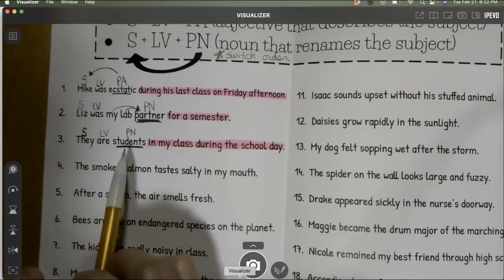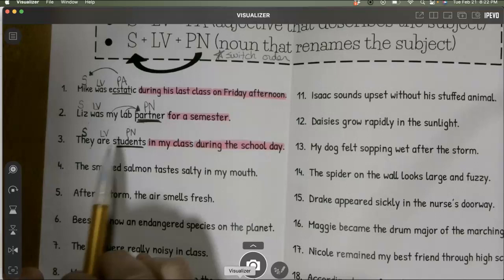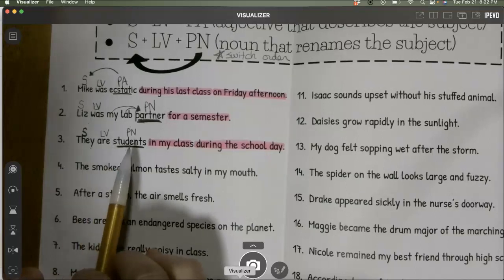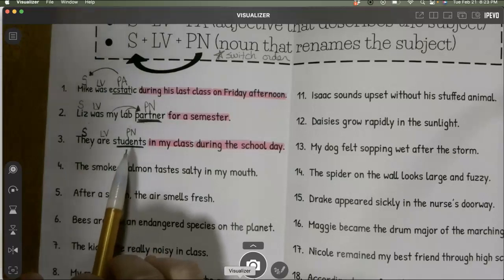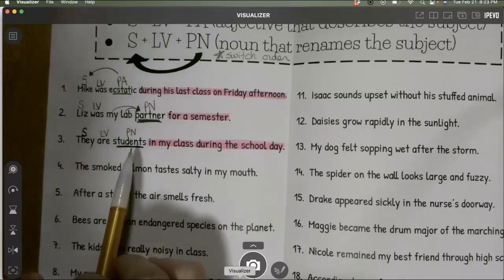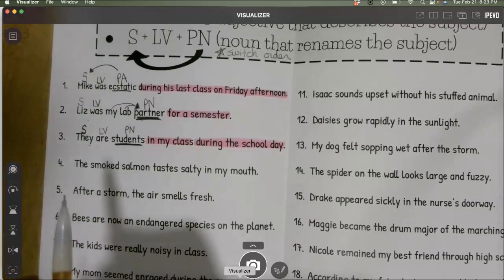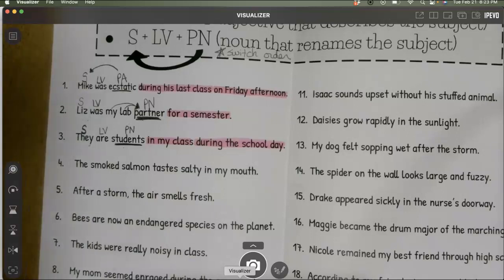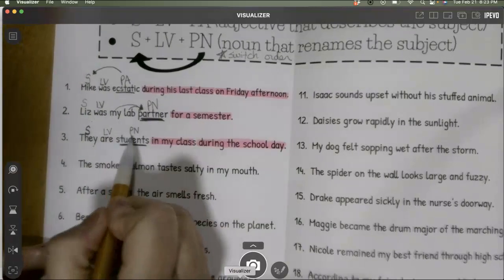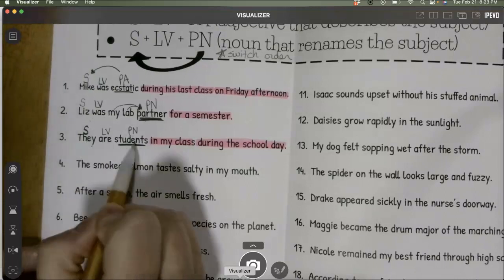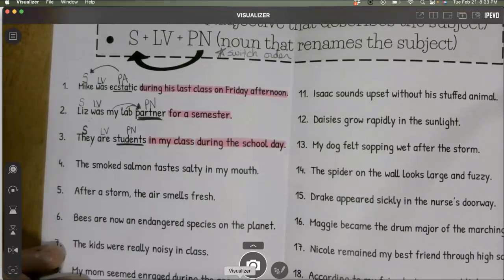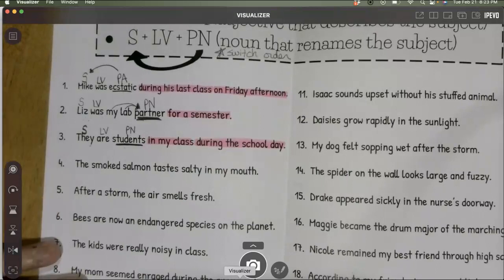Now, if I were to switch this around, I know you're going to think this doesn't sound very good, but I could say the students are they. They are the students. We don't often see that, but technically, I do see a lot of times we talk about how Old English writing is. A lot of times they kind of put that pronoun at the end. Sounds like a very formal way of speaking. The students are they. Okay, and so the predicate noun goes back and renames the subject, or they could be switched around. All right, go ahead and pause it. Go do number 4, and then come back and check it.